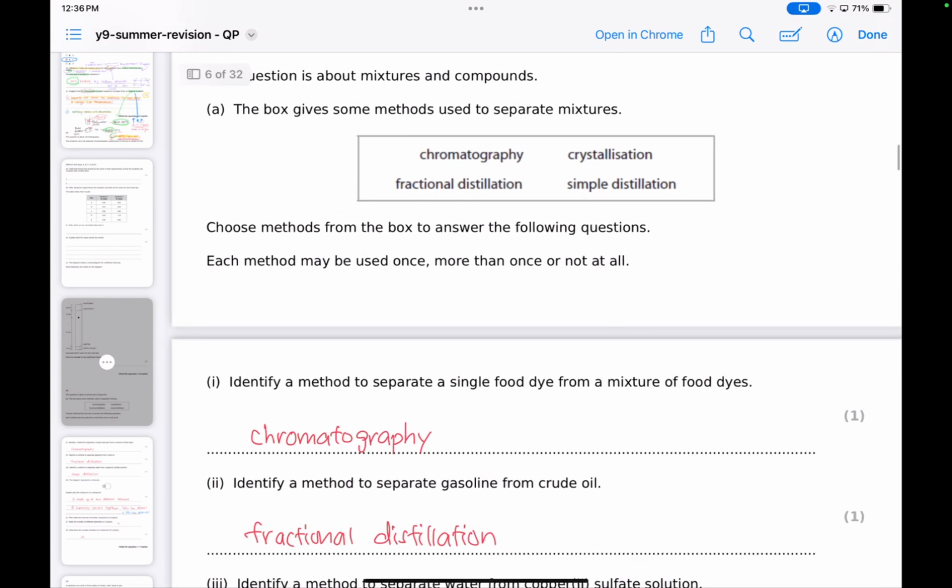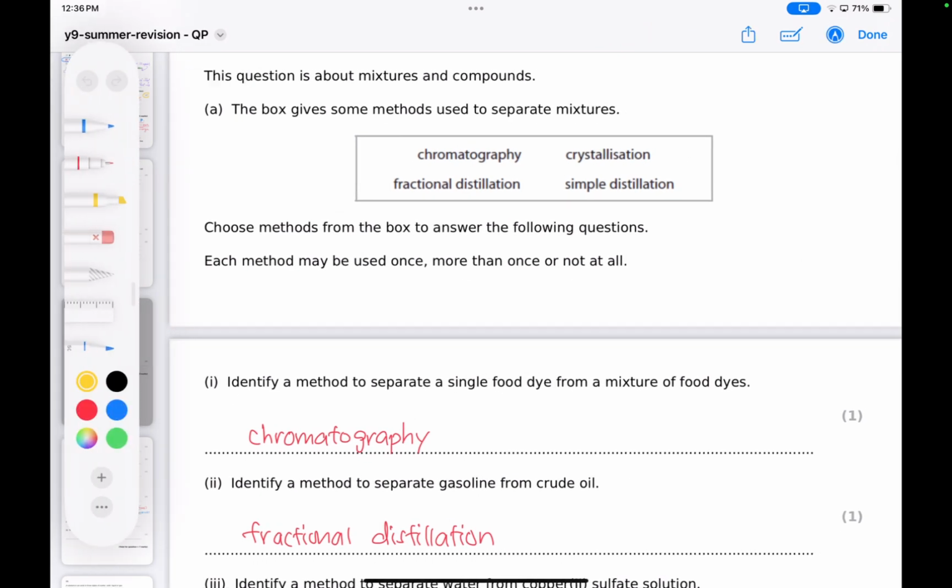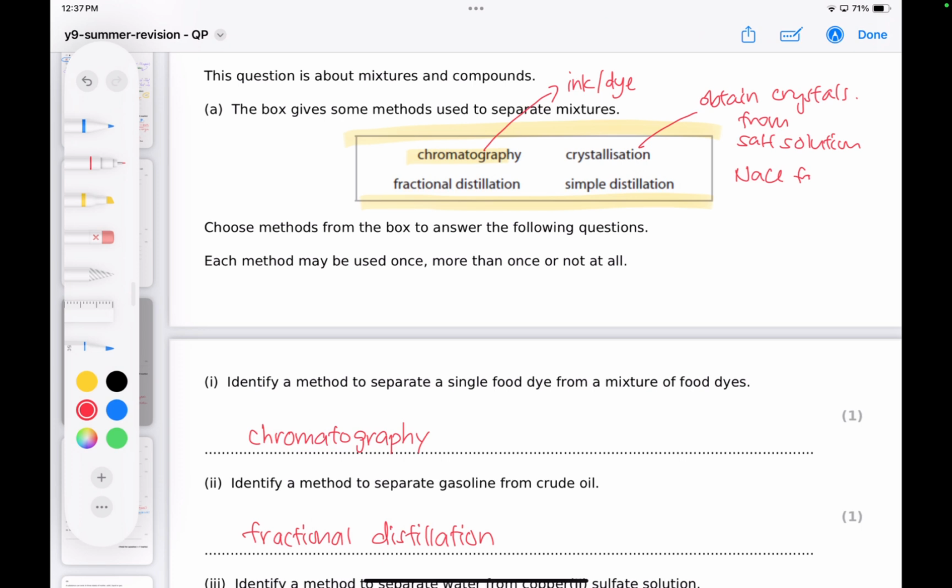So with this question first, what we have is a series of separation techniques, and it's in the box over here, isn't it? Chromatography, you should know this technique is linked to ink or dyes. Crystallization is when you want to obtain crystals, of course, and this would be from salt solution. A common example would be to obtain sodium chloride from seawater, or rather not seawater, since seawater is impure, from salt solution.